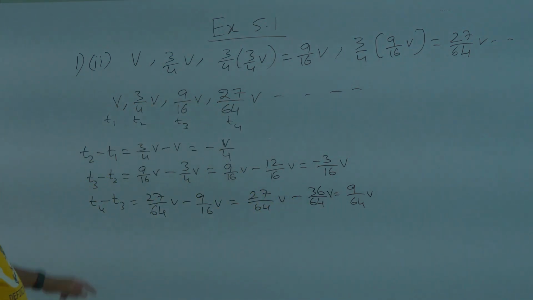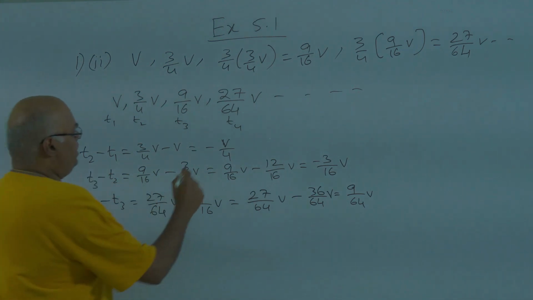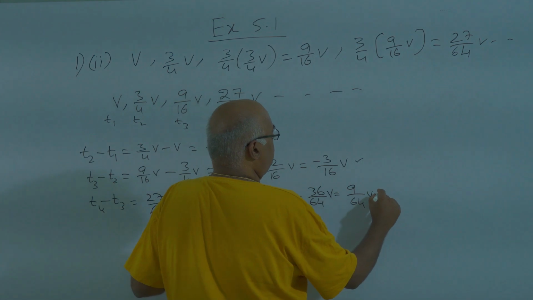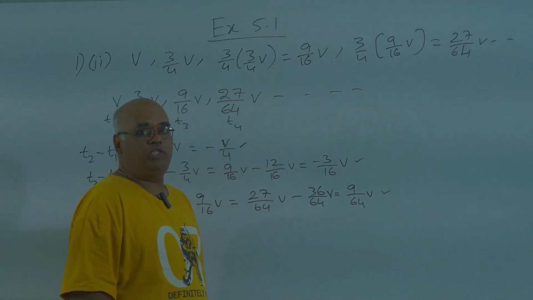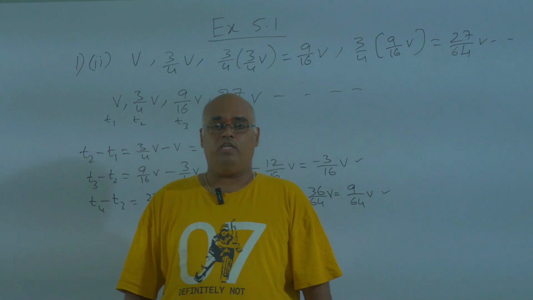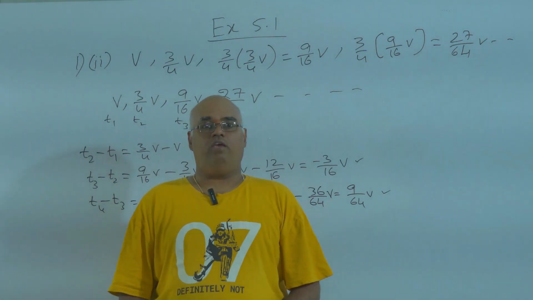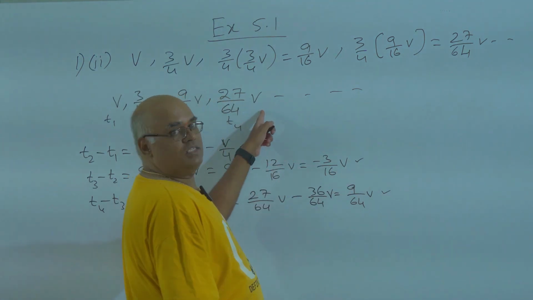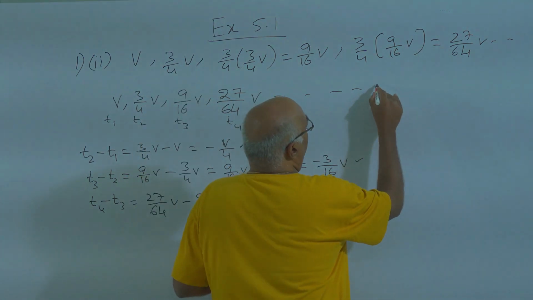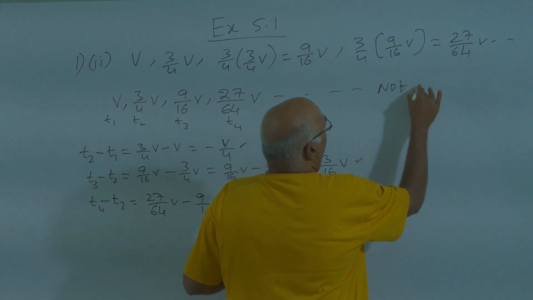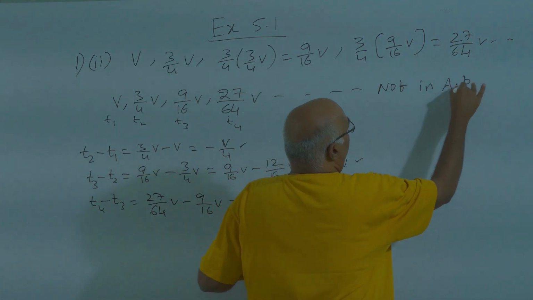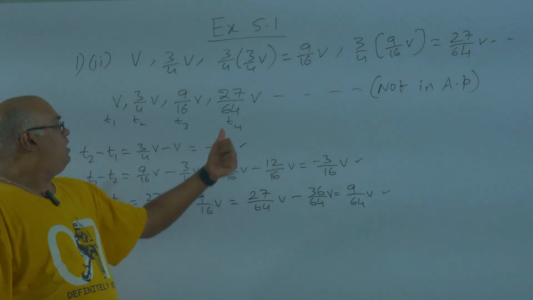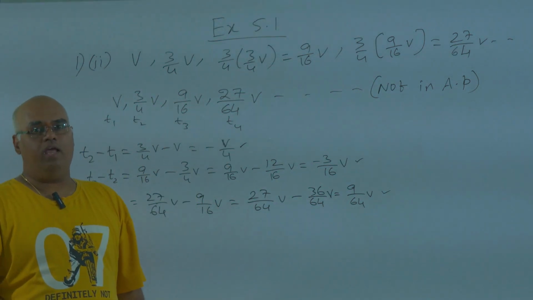If you observe, the common difference in the first case is 5 by 4. For the second case, it is minus 3 by 60. In the third case, it is 9 by 64. So it is not the same. The difference between any two terms of the sequence is not the same. Therefore, we can say that this given sequence is not in arithmetic progression. So the volume of the cylinder is not in arithmetic progression.